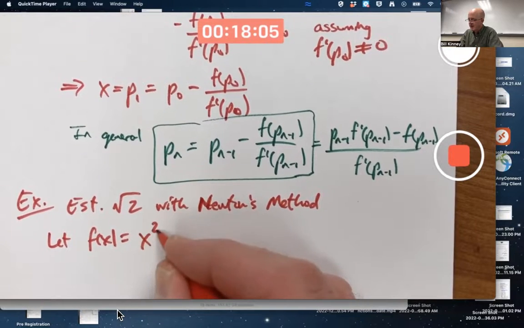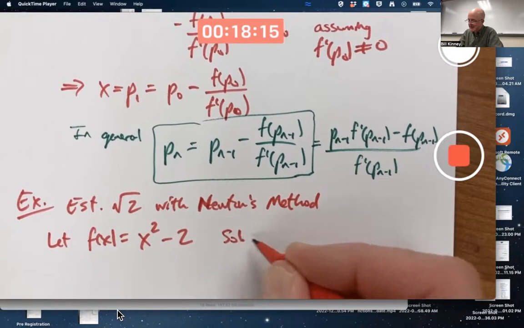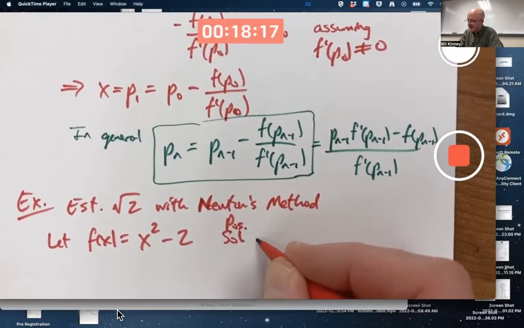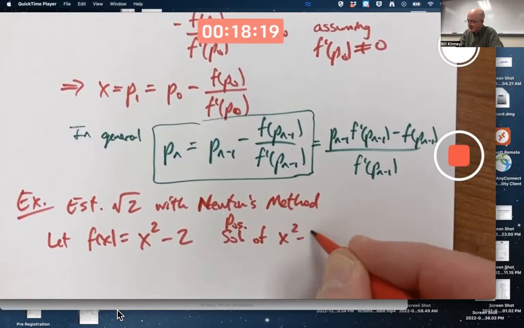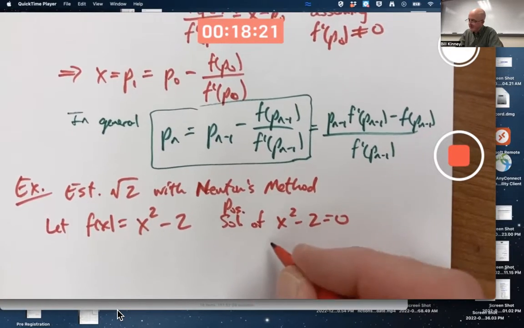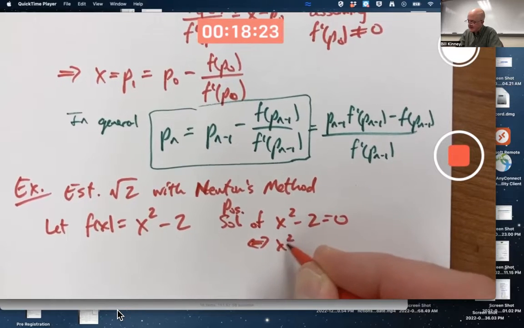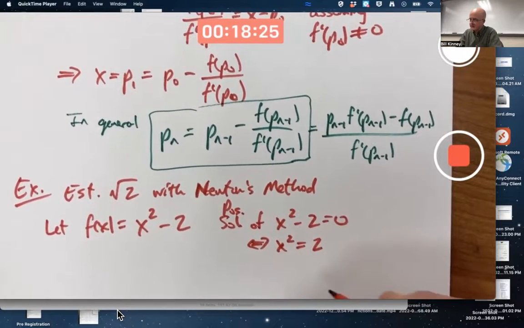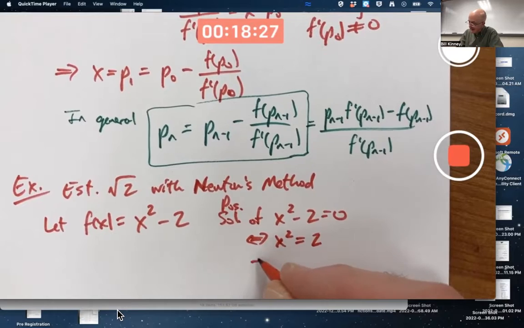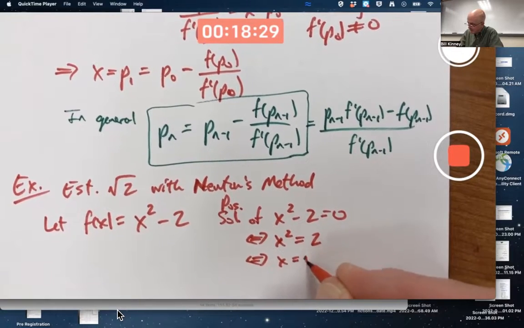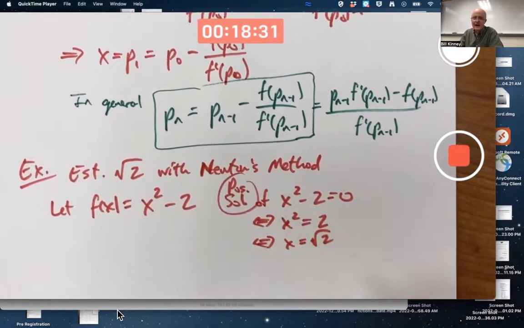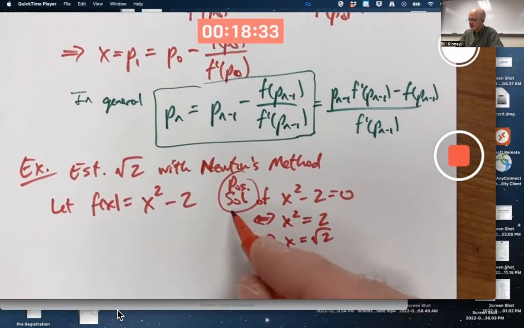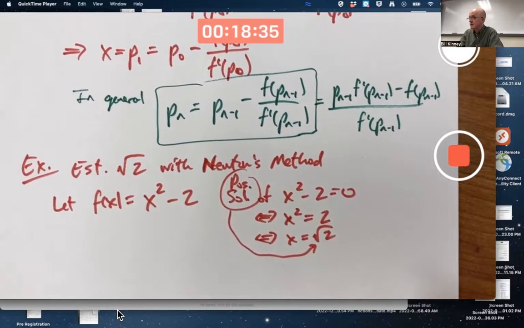It would be simpler to go with x squared minus 2. The positive solution of x squared minus 2 equals 0 is the same as the positive solution of x squared equals 2, which is the square root of 2. We're after the positive solution. Of course, negative square root of 2 is another solution.